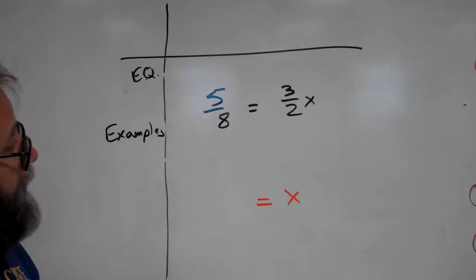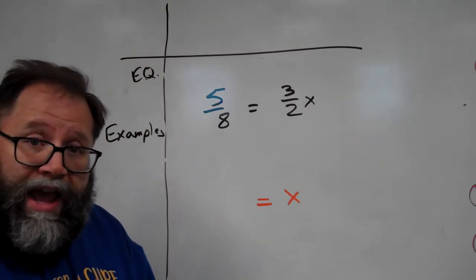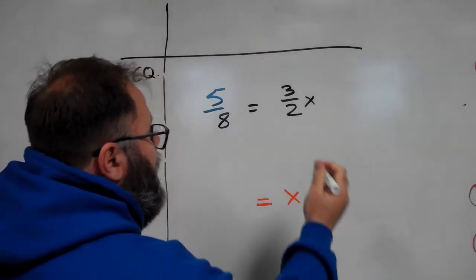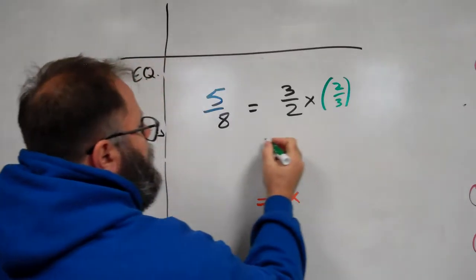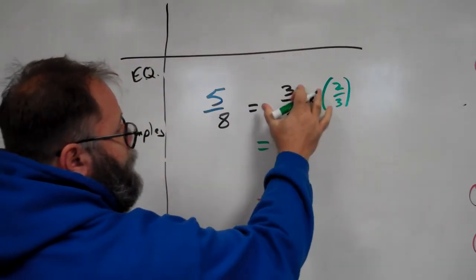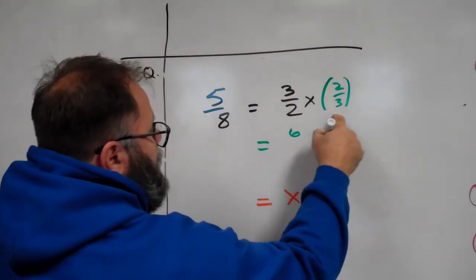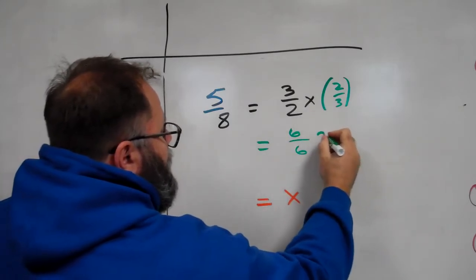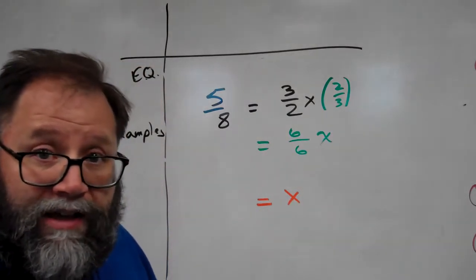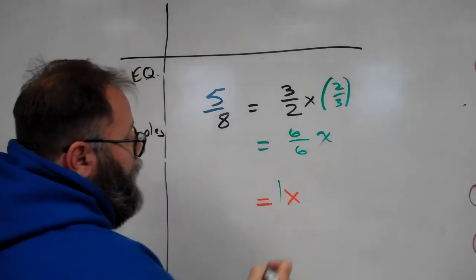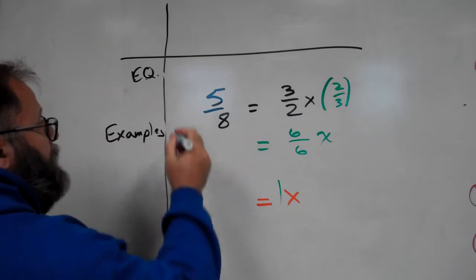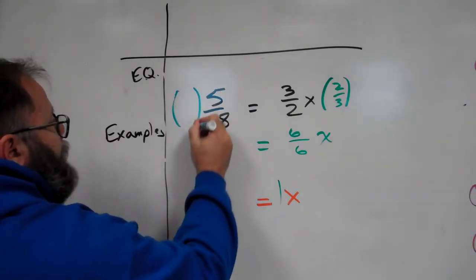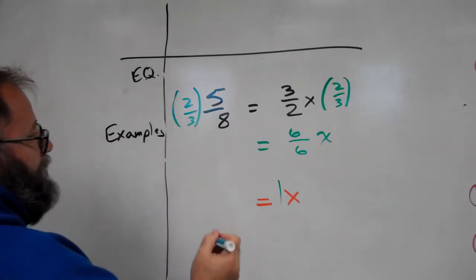But to start, I need to get the reciprocal of 3/2, and then that will turn this into 1x. So I'm going to multiply this side by 2/3. And I could just go ahead and tell you 3 times 2 is 6. 2 times 3 is 6, leaving us 6/6 x, which is just 1x. If I do it on that side, I do it on the other side too. If I act equally on both sides, my equation's not changing.